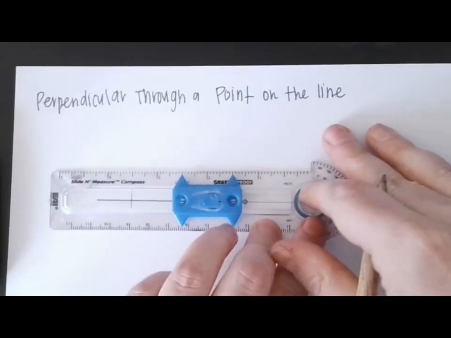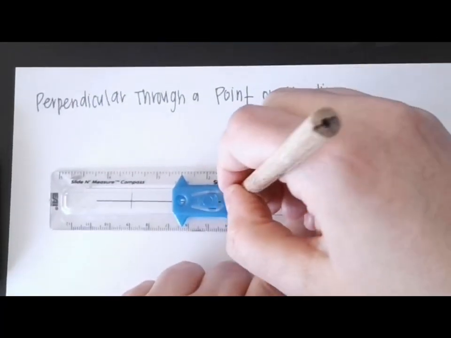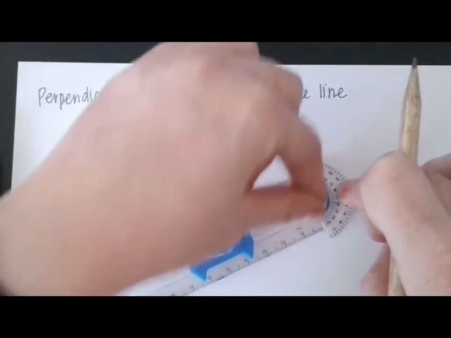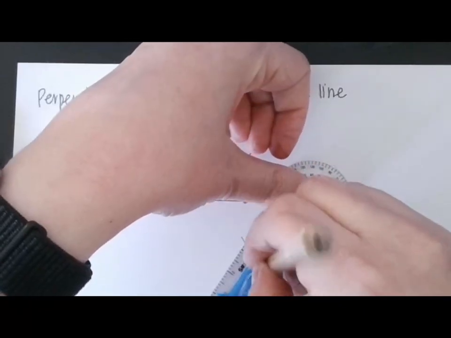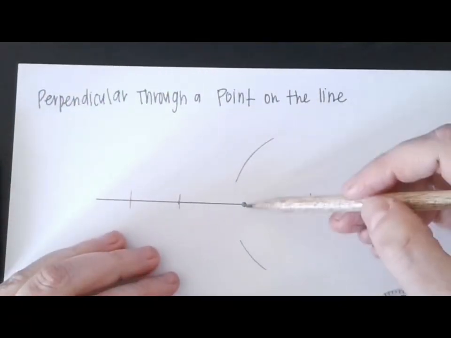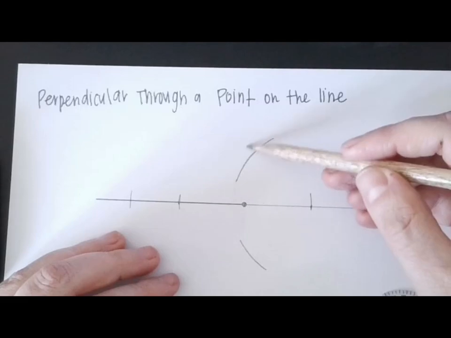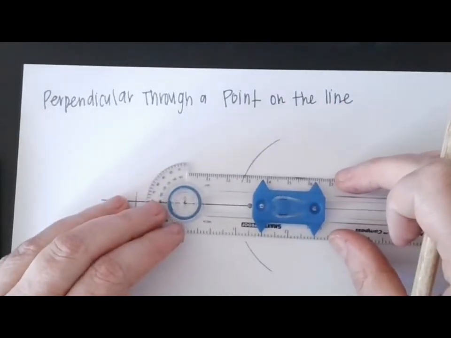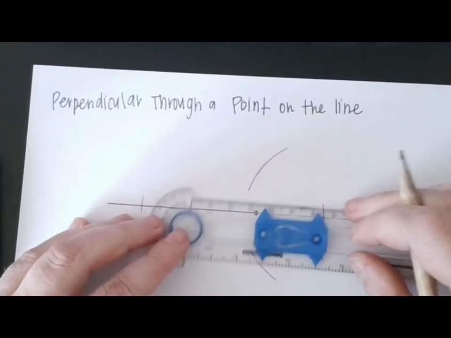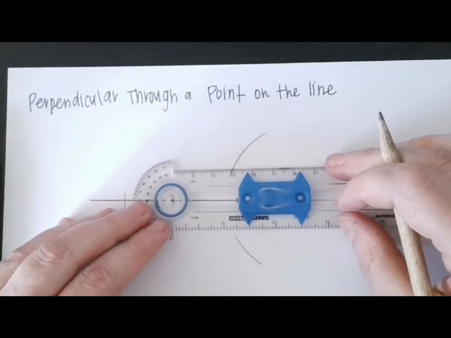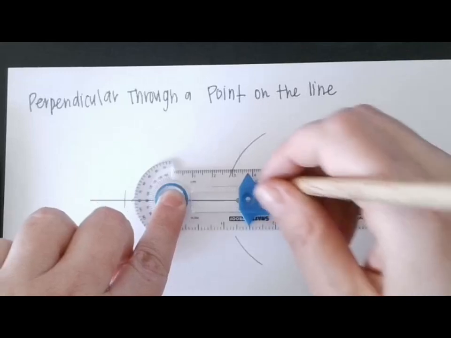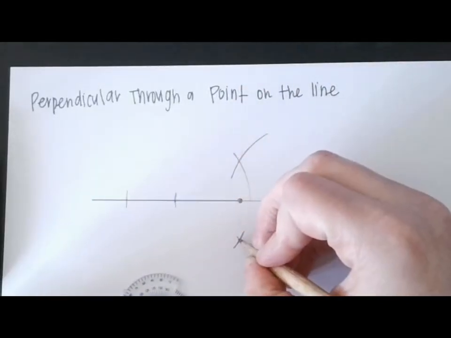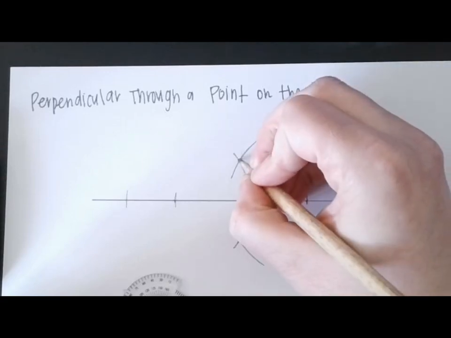And then I want to hold my compass there, mark above and below. Mark some arcs there, making sure I can have it going directly above and below that midpoint. Without moving the compass, do the same thing on the other side. Stick the center at this point right here, and then do arcs above and below.